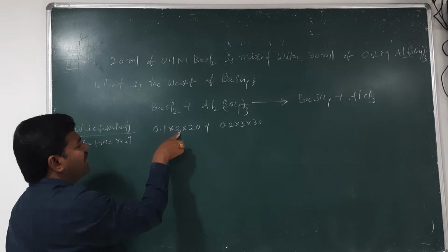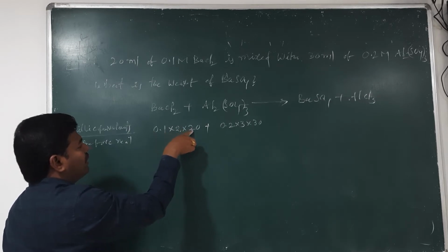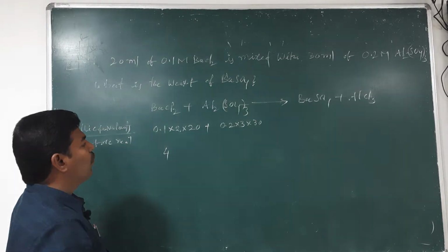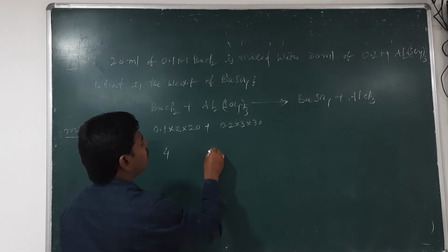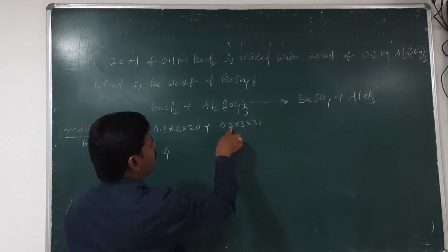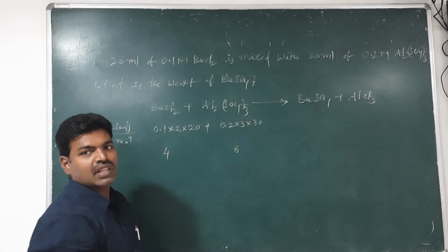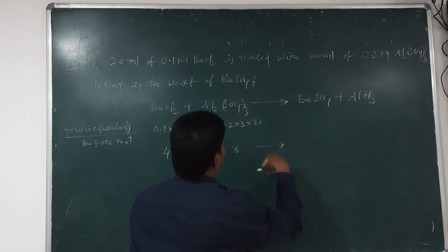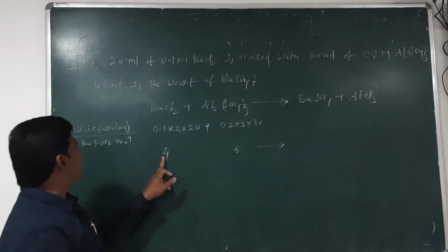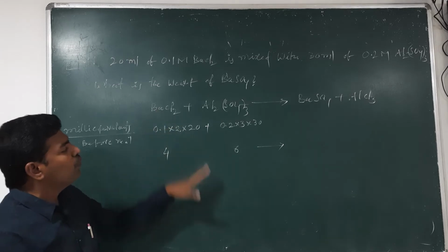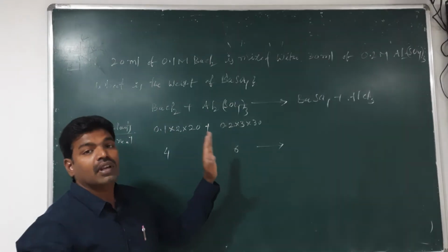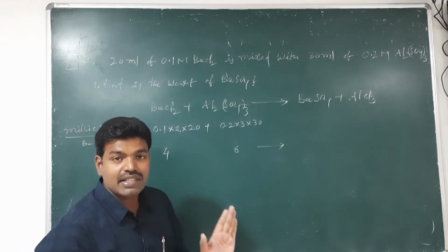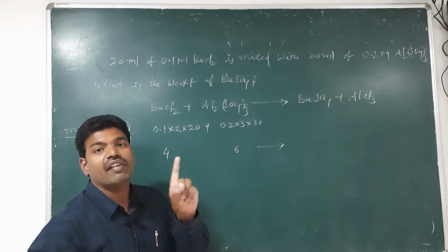So barium chloride gives 4 milli equivalents, and aluminum sulphate gives 6 milli equivalents. 4 milli equivalents of barium chloride react with only 4 milli equivalents of aluminum sulphate. That is the basic principle: 1 milli equivalent reacts with only 1 milli equivalent.